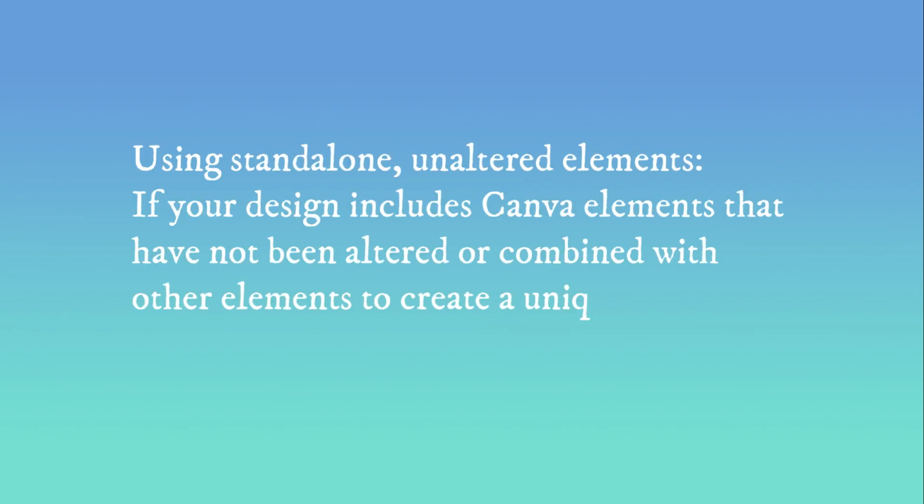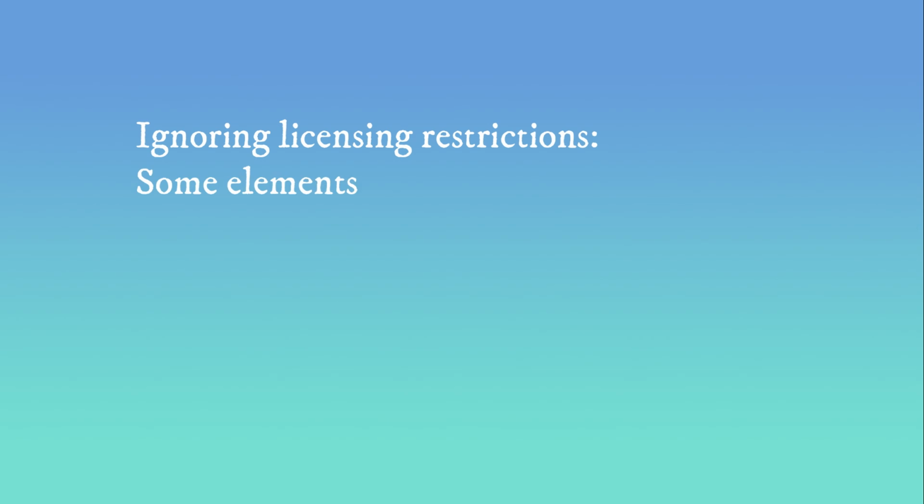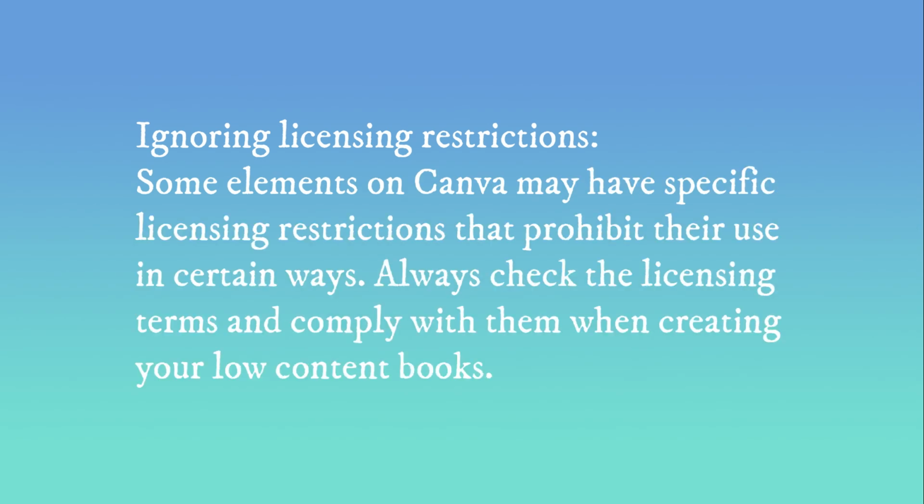Number 2, using standalone unaltered elements. If your design includes Canva elements that have not been altered or combined with other elements to create a unique design, you cannot use them for your low-content books. Number 3 would be ignoring licensing restrictions. Some elements on Canva may have specific licensing restrictions that prohibit their use in certain ways. Always check the licensing terms and comply with them when creating your low-content books.